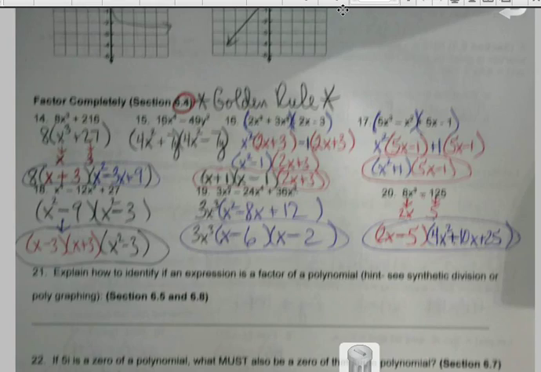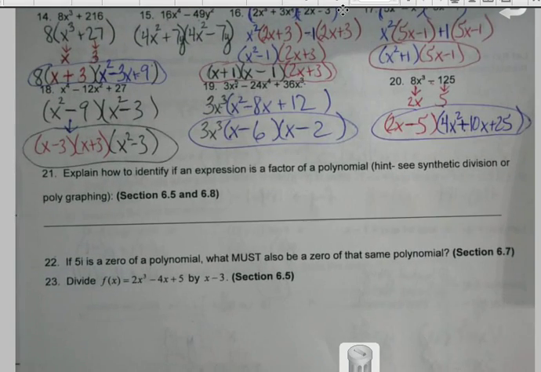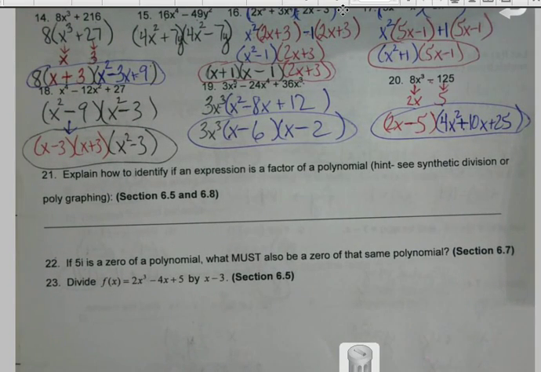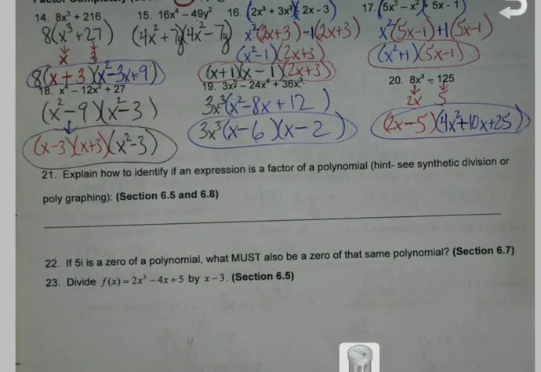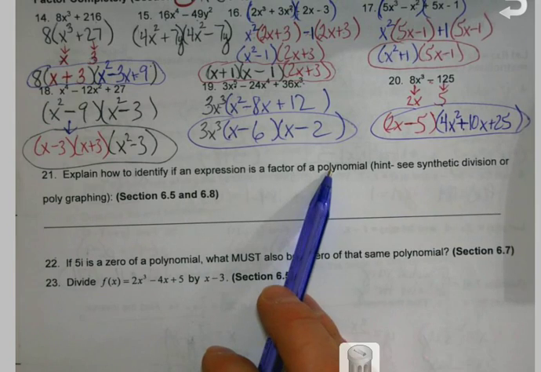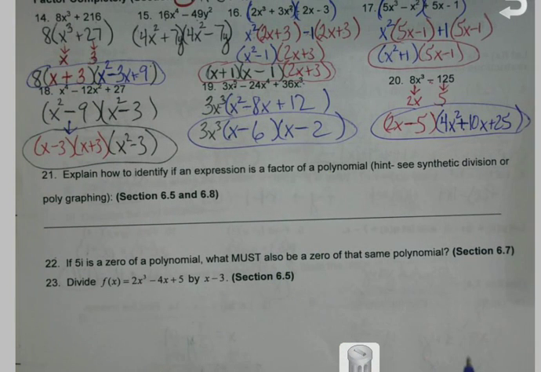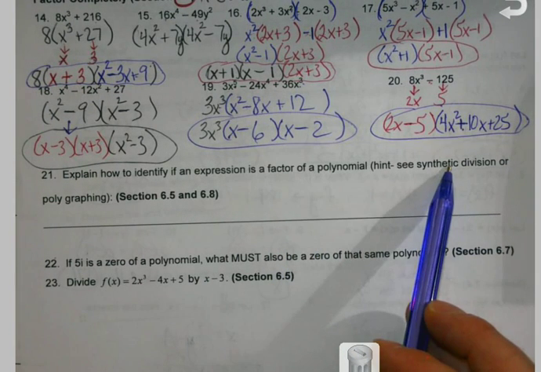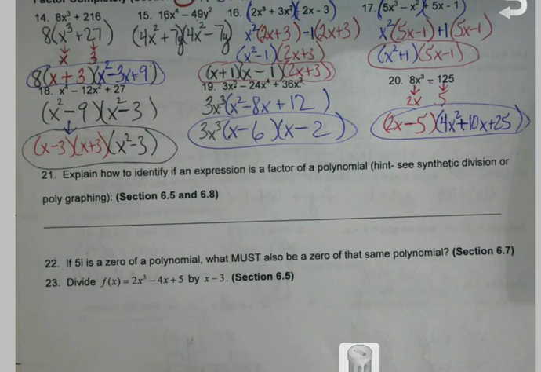But again, if 6-4 is your thing, go back to the video, go back to the book section, do something with that to make it a little bit easier. Explain how to identify an expression as a factor of a polynomial. Either one of these would be fine. If you're doing synthetic division, what should you get for a remainder if it's a factor?